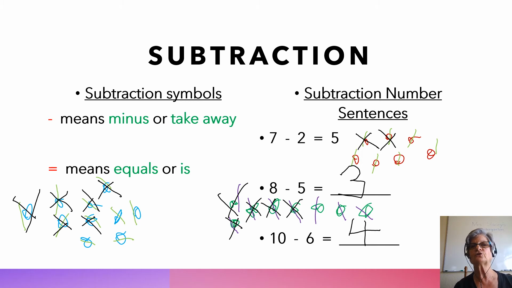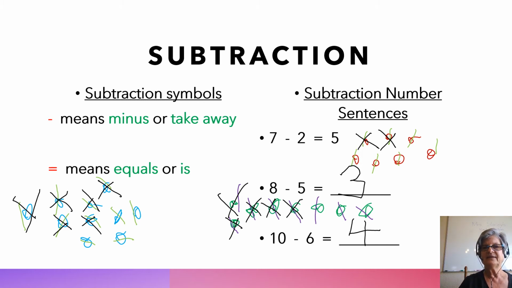Now let's look to the right-hand side. And we have the subtitle subtraction number sentences. We are going to do some subtraction number sentences. The first one says 7 minus 2 equals 5. And as you can see, I drew 7 red circles there. Let's count as I point. 1, 2, 3, 4, 5, 6, 7. There are 7 there.